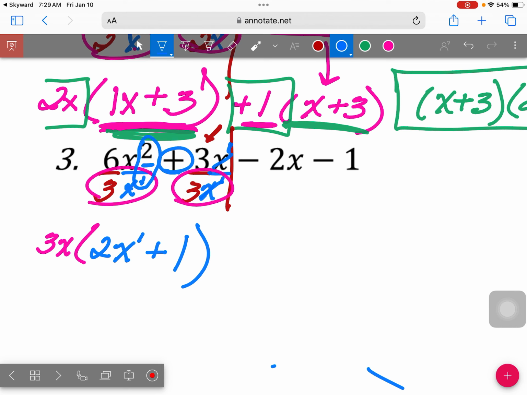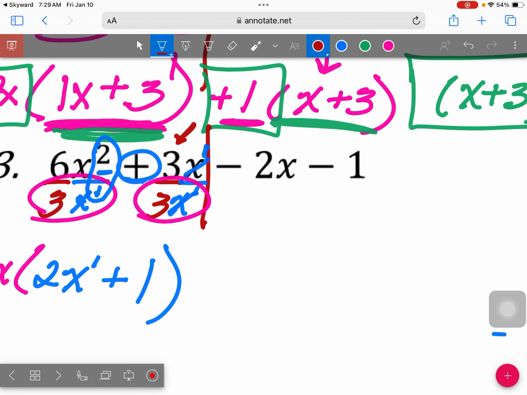All right, so 2x plus 1. Now, this is kind of similar. I've got a negative 2x minus 1, but I'm going to go ahead and just do it the regular way. So, coefficients, I've got negative 2, negative 1. Forget about the negatives. I've got 1. Is 1 a factor of 1? Yes. Is 1 a factor of 2? Yes.